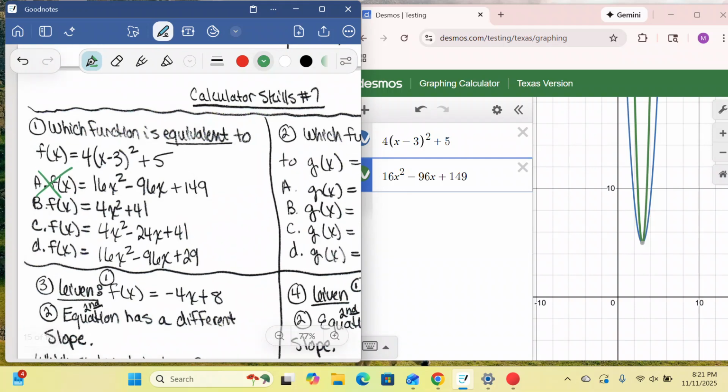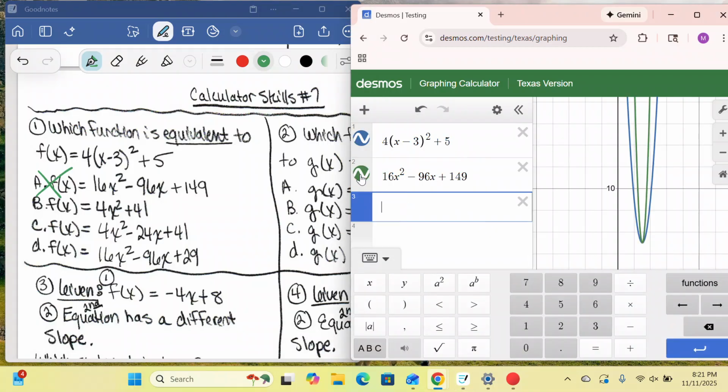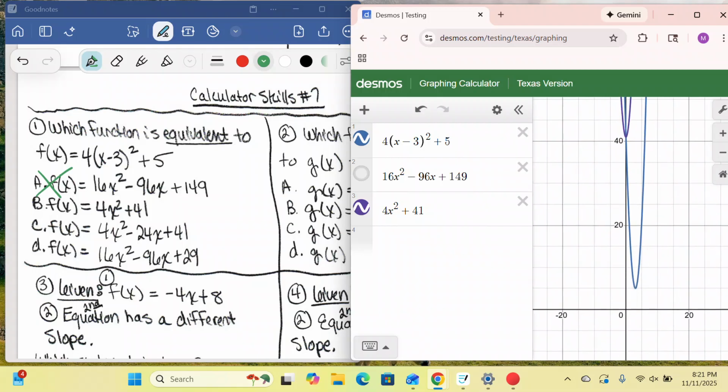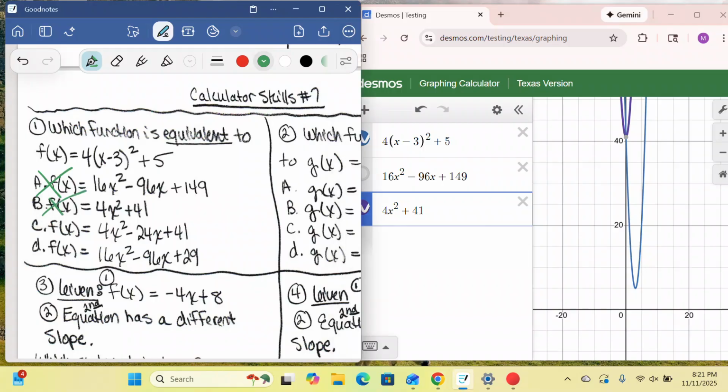Then I'm going to go to my next one, letter B. I can leave that there, uncolor it, and put in the next one. I'm going to put 4x squared positive 41. And where's my purple? Oh, there it is. It's way up there. That one, again, does not overlap this one. So this one is not an answer.